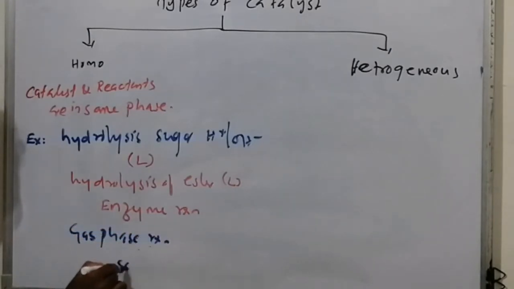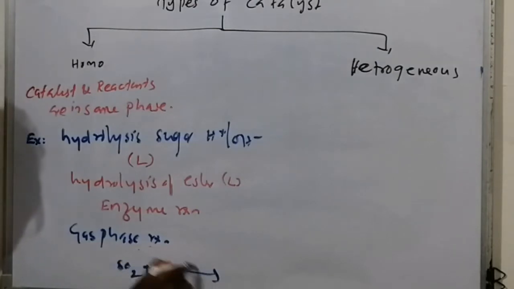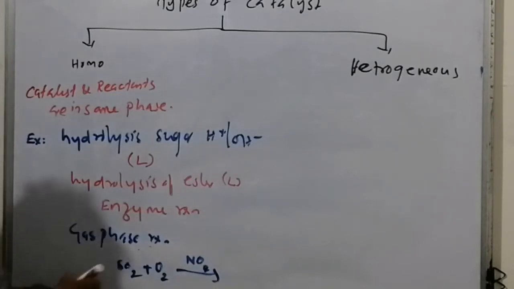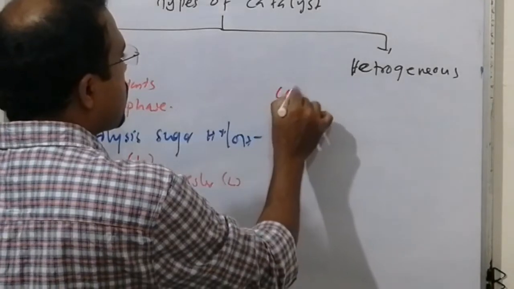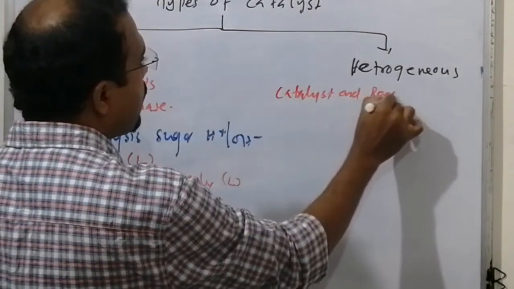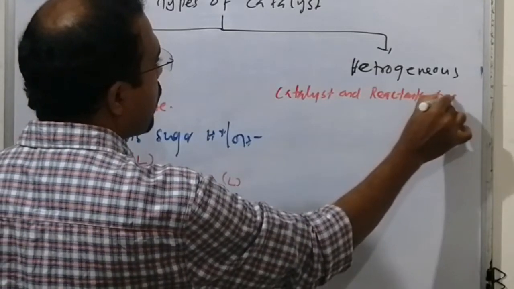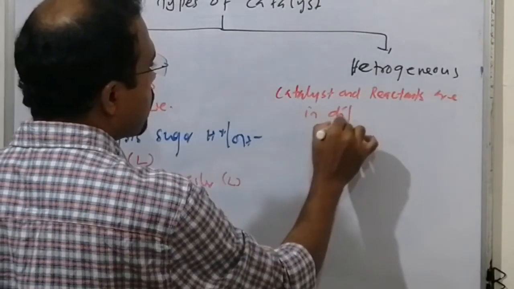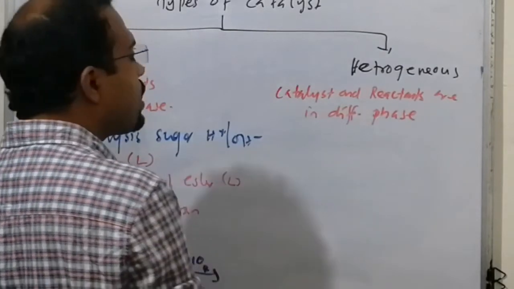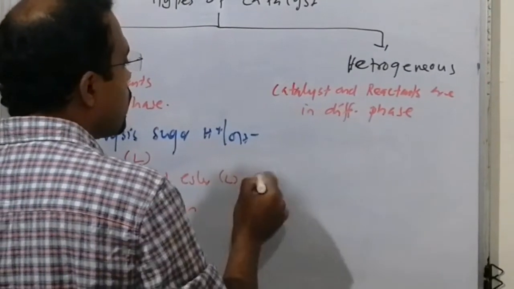Gas phase reaction, suppose SO2 plus O2 in the presence of NO2, for NO gas. Okay, heterogeneous, catalyst and reactants are in different phase. Catalyst and reactants are in different phase.